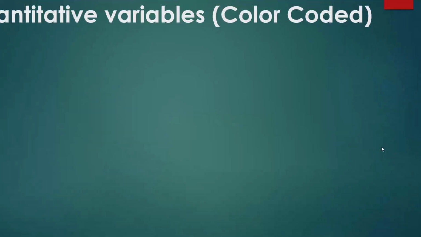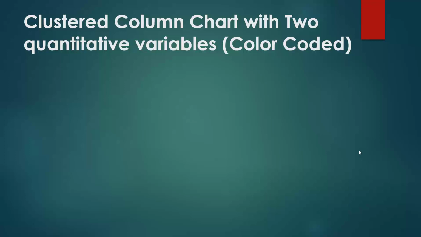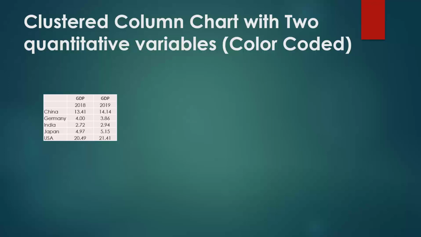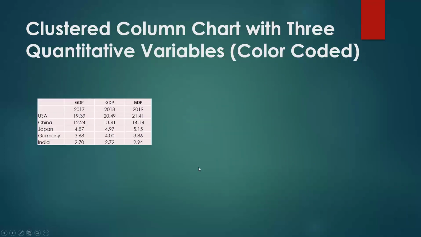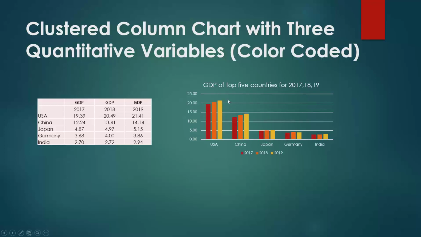Okay, let's go back. Now we'll look at a column chart with two quantitative variables, and we'll draw a clustered column chart. So now we have data on two quantitative variables, GDP of 2018 and GDP of 2019 for 5 entities. So the column chart looks like this. When we place columns side by side, we call this a clustered column chart. So we have a cluster of columns. If we had 3 variables, we would see a cluster of 3 columns here. And that's what we'll see in this picture. A cluster of 3, 2017, 2018, and 2019.